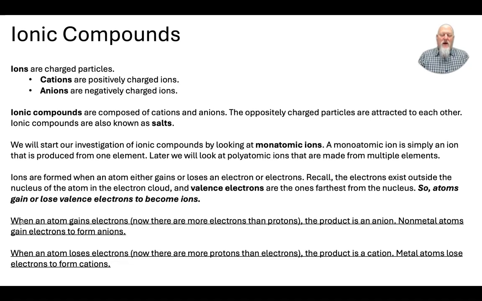On the opposite side, if your atom loses electrons, it then has more protons than electrons, and it's therefore positively charged. It's not an atom anymore, it's an ion, because it's not neutral anymore. Positively charged ions are called cations, and the elements that form cations are the metals. So metal atoms are going to lose electrons to form cations, and nonmetal atoms are going to gain electrons to form anions.